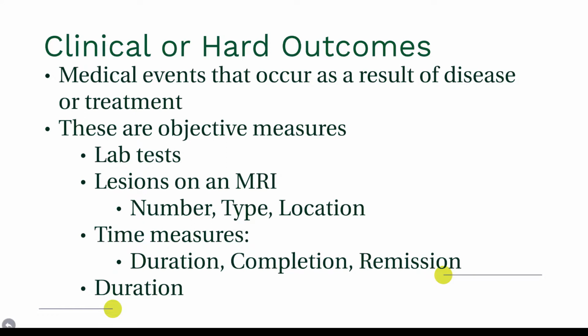So duration of something, completion, how long it takes somebody to complete a 9-hole peg test where they're using their hands to put pegs into little holes in certain formations. Remission. So measuring from the start of the intervention until the length of remission or when you define the start of remission. And any duration time really can be considered a clinical or hard outcome.